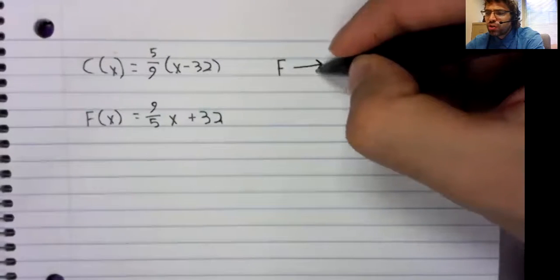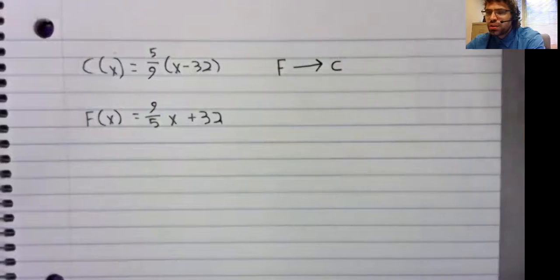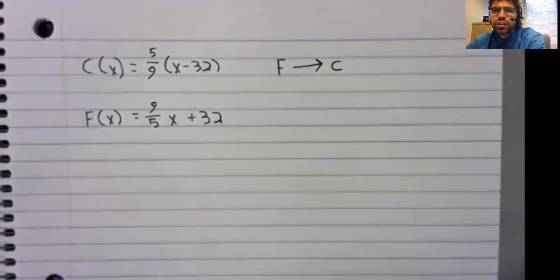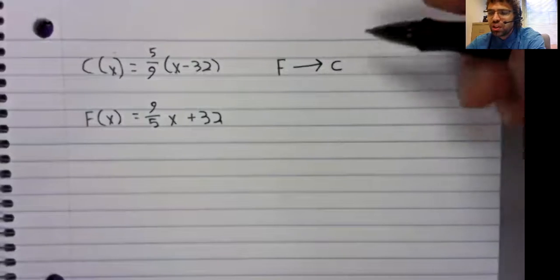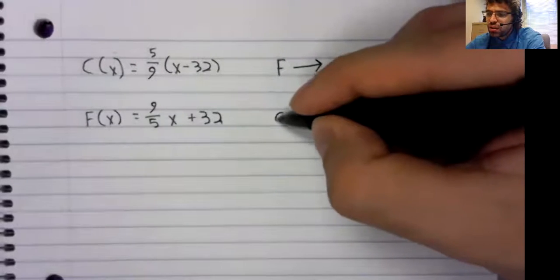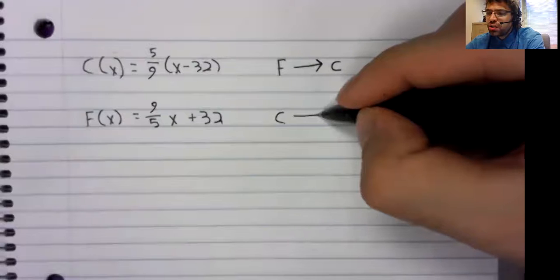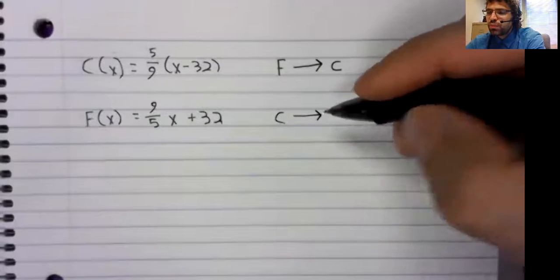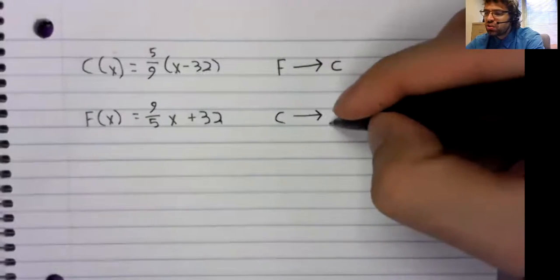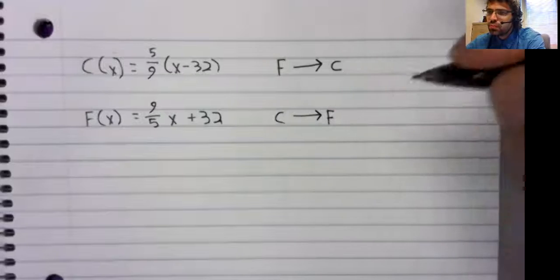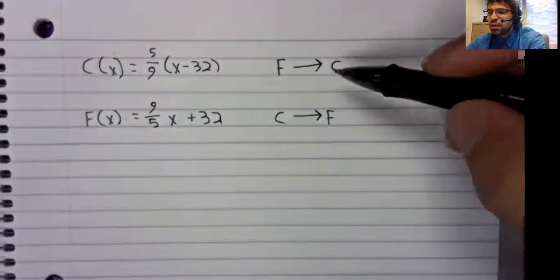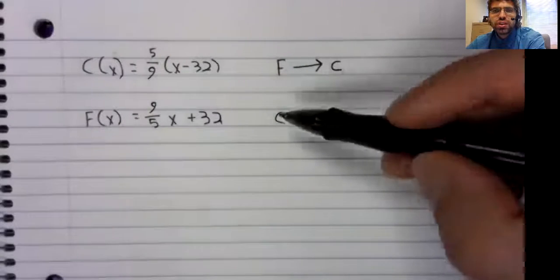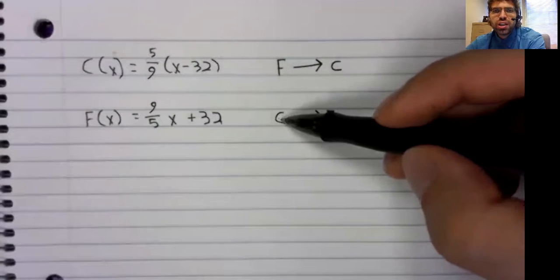The first function takes temperature in degrees Fahrenheit and converts it to degrees Celsius. The second function takes the temperature in degrees Celsius and converts it into degrees Fahrenheit. So the output here is the input here.